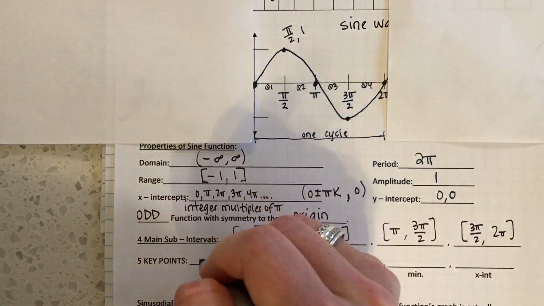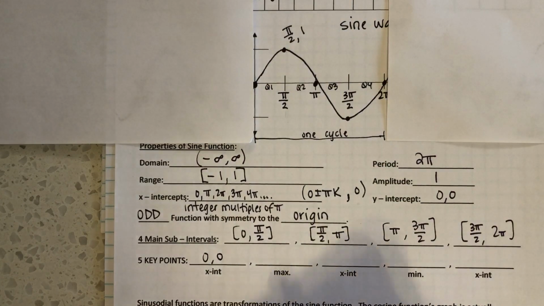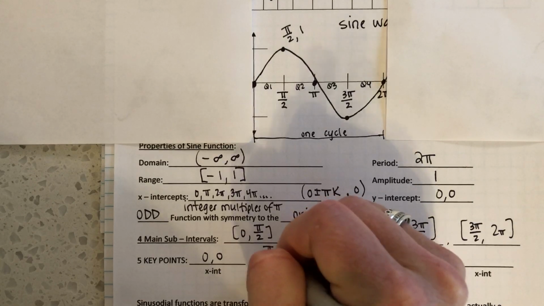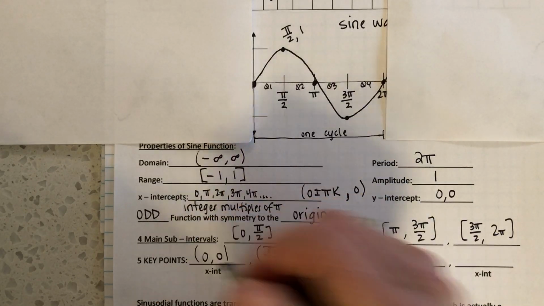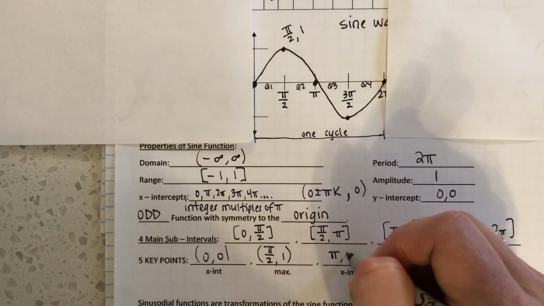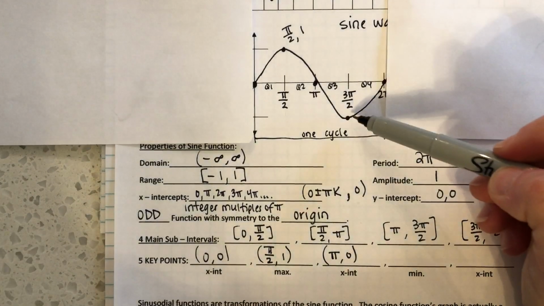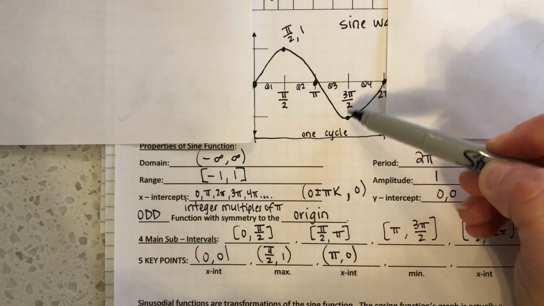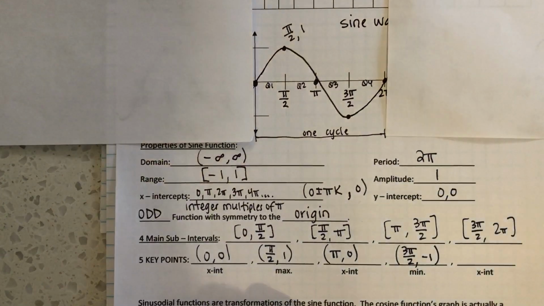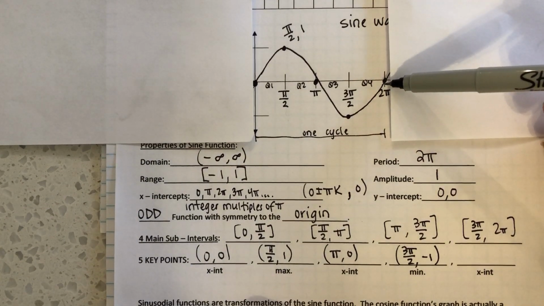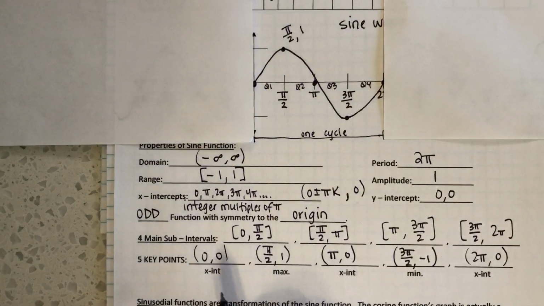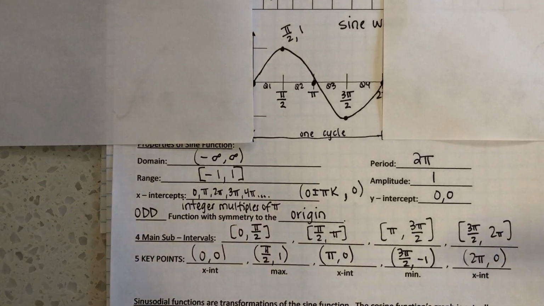All right, your 5 key points. Well, the first one is 0, 0, and it's an x-intercept. The next key point is a maximum. It's pi over 2, 1. These are points. All right, your next key point is pi, 0, which is an x-intercept. Your next key point is right here. It's a minimum value on the graph. It's 3 pi over 2, negative 1. All right, and then your last key point right here is 2 pi, comma 0, and it's an x-intercept again. All right, so these are the 5 original points that you should use when you go to transform them.